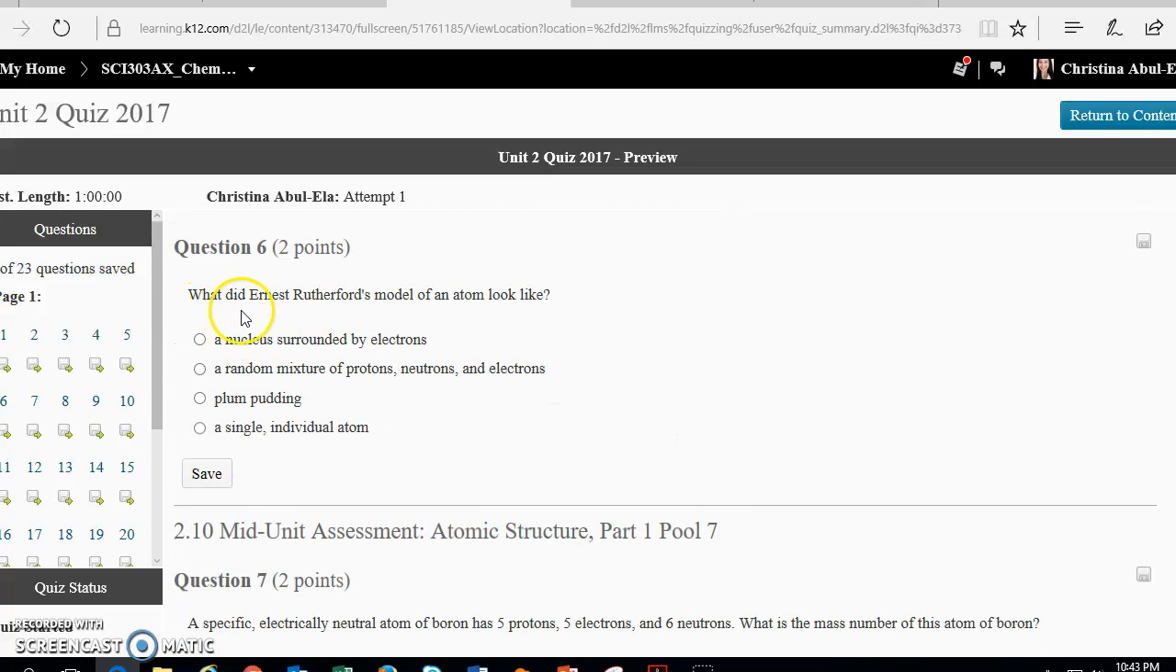Question 6. What did Ernest Rutherford's model of an atom look like? A nucleus surrounded by electrons, a random mixture of protons, neutrons, and electrons, plum pudding, or a single individual atom?